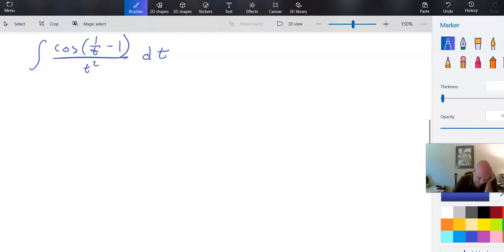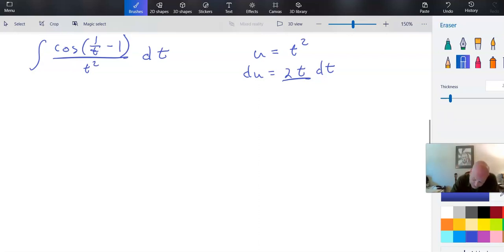Okay. So looking at this, there's a few things you might think about. Well, what if u is t squared, right? So that would make du equal to 2t dt, right? And well, that's a problem because I have no way of getting this t out of the cosine. So that means we can't use that. So let's try something else.